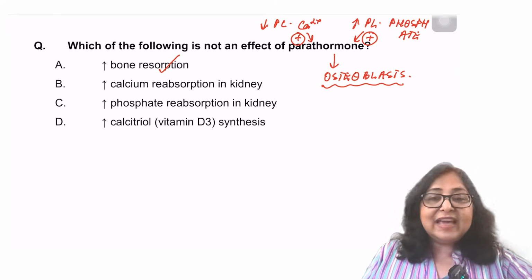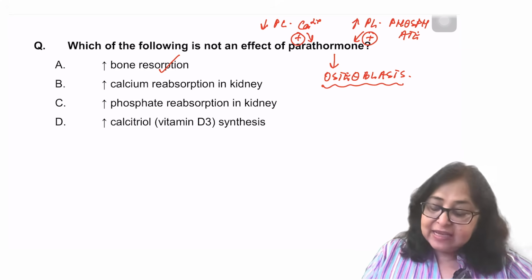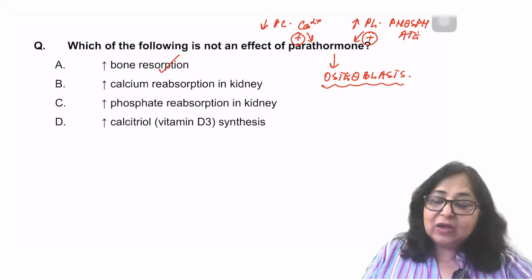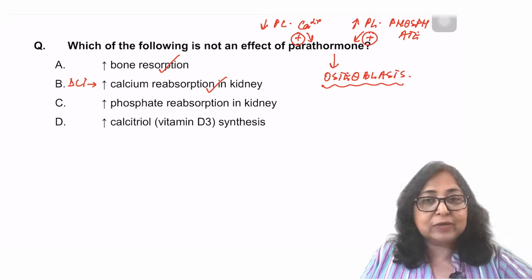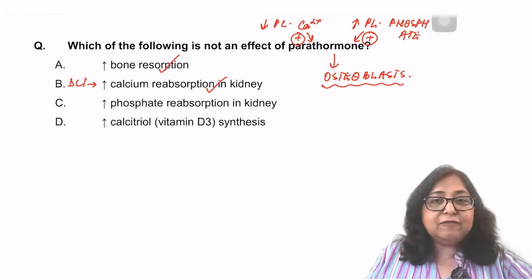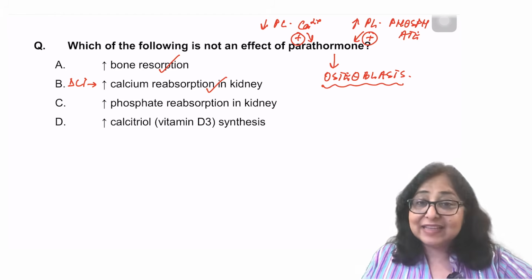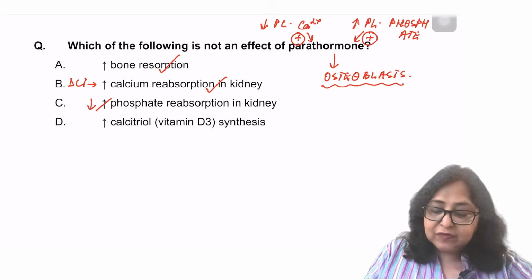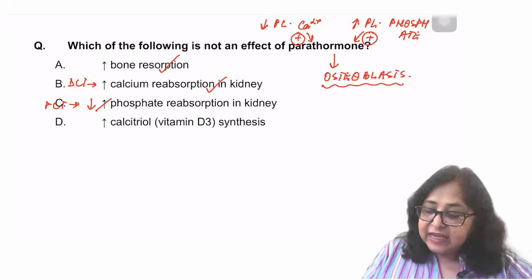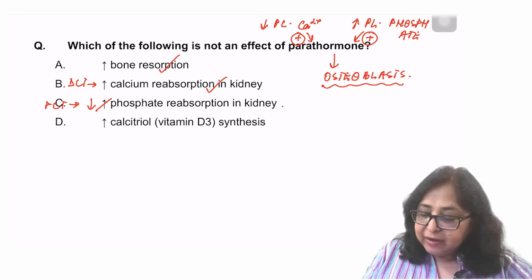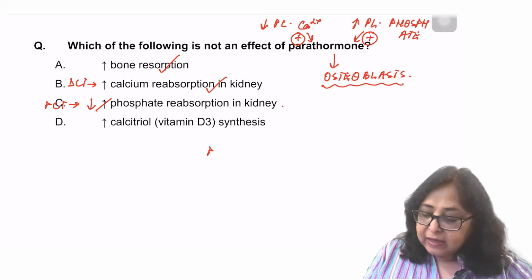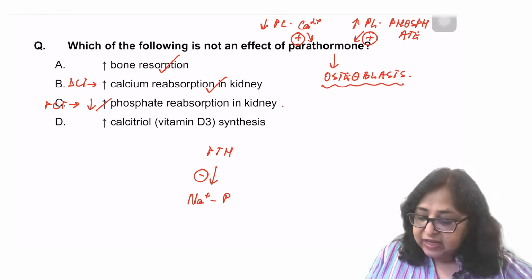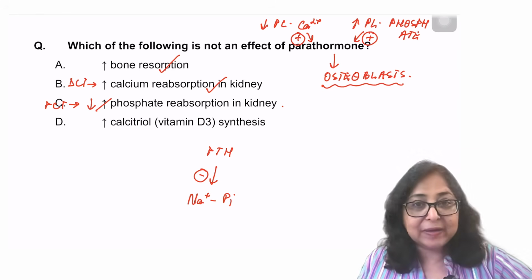Does it increase the calcium reabsorption in the kidney? Yes. Parathormone acts on the PCT, on the DCT. On the DCT, it increases the calcium reabsorption. Does it increase the phosphate reabsorption in the kidney? That is incorrect. It in fact decreases phosphate reabsorption in the PCT. Parathormone will inhibit the sodium inorganic phosphorus co-transport.